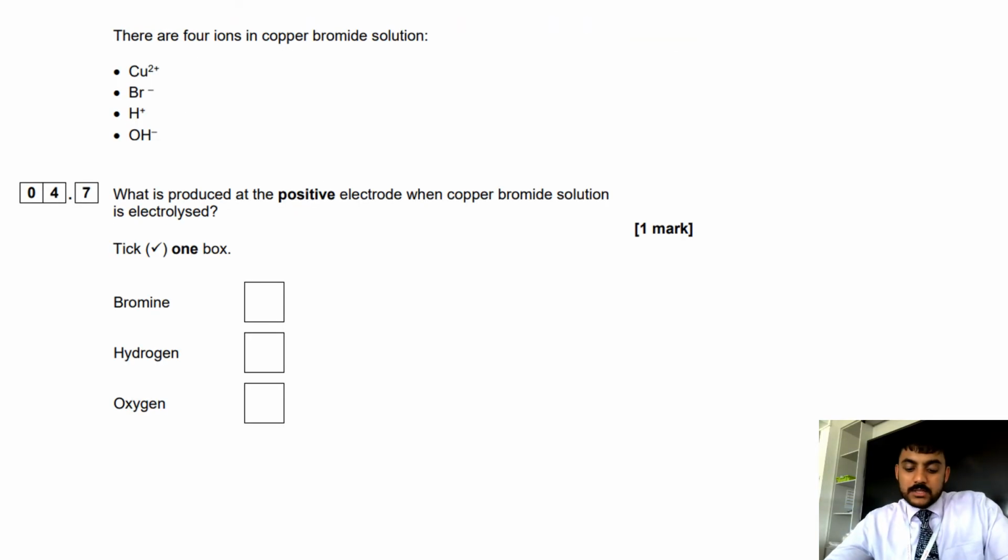There are 4 ions in copper bromide solution. Well, Cu2+, Br-, H+, and OH-. What is produced at the positive electrode when the copper bromide solution is electrolyzed? So at the positive electrode, the negative ion goes to the positive electrode, and therefore bromine is produced.